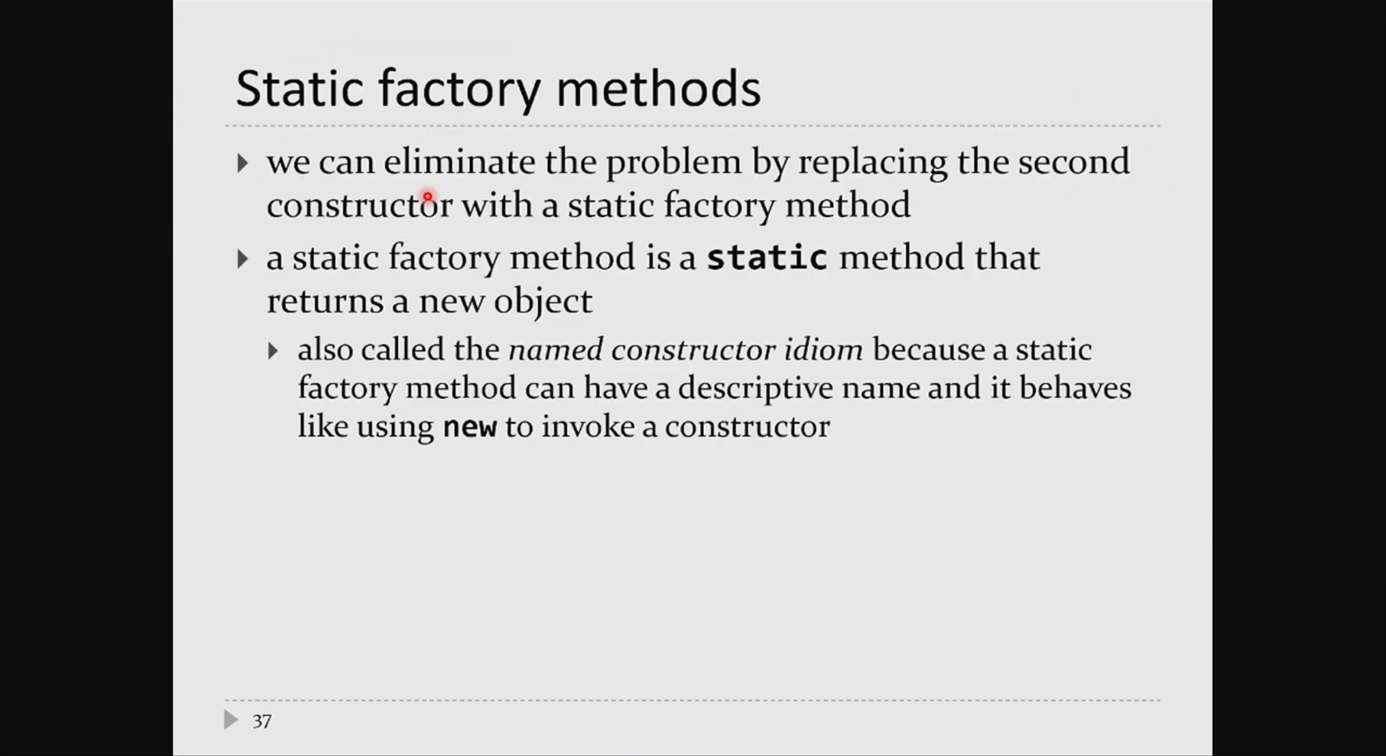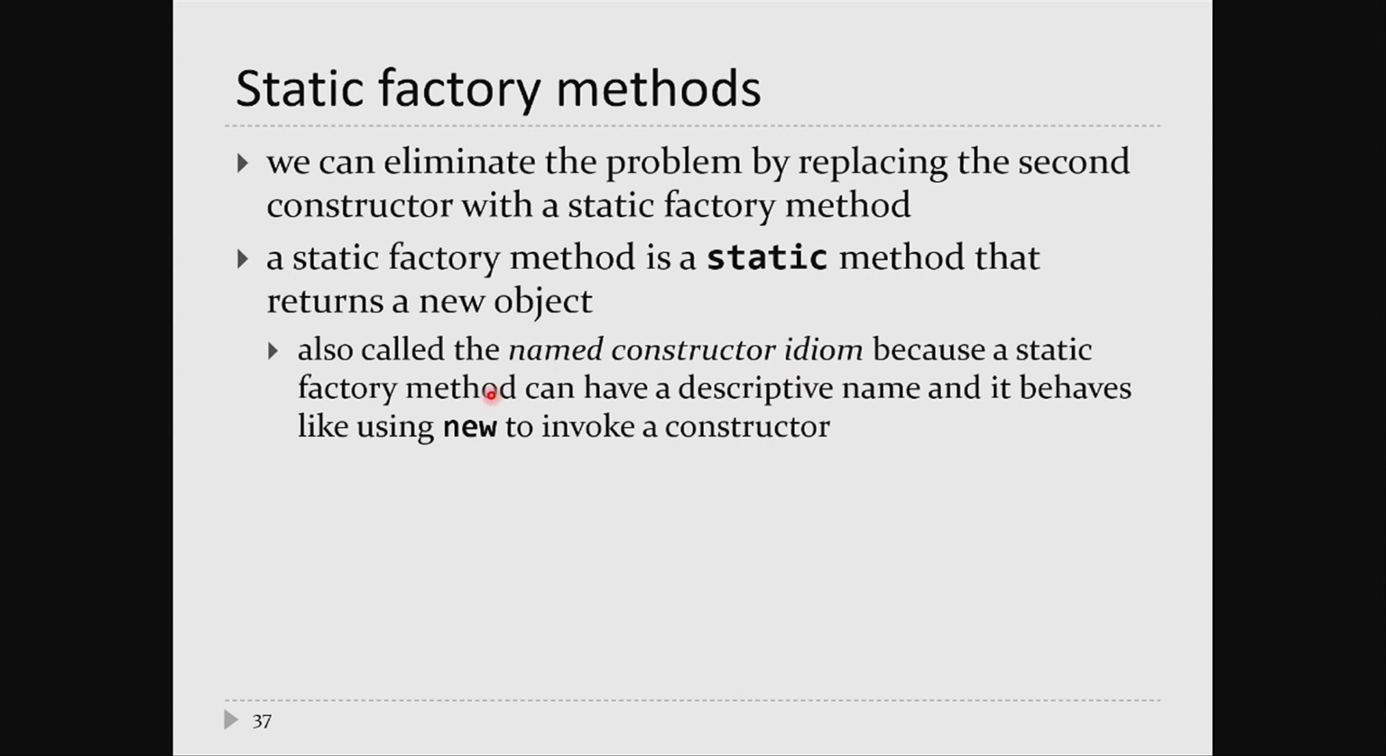OK, so what do you do? You make a static method. So you replace the second constructor with a factory method. A static factory method is just a static method that returns a new object. You'll also see this called the named constructor idiom. So it looks like a constructor, but it has a different name. That's why it's called the named constructor idiom.